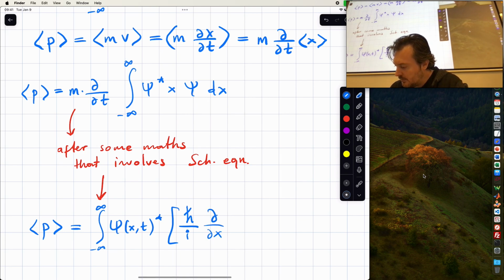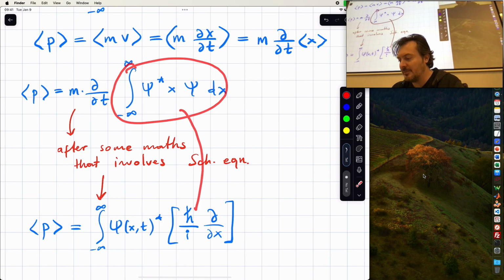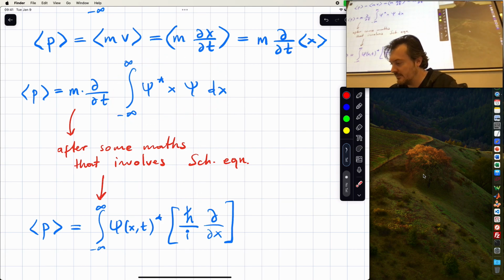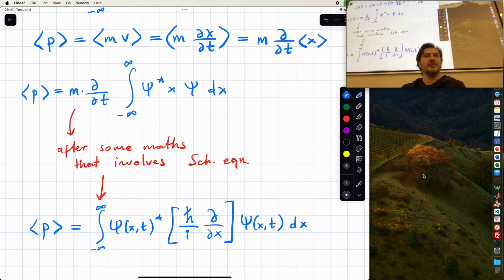You might say there is no h bar over here. How did h bar appear here? Yes, it comes from Schrödinger's equation. And also somehow mass is gone. Is it? Yes, also because of Schrödinger's equation. In Schrödinger's equation, there is also mass there, right? So somehow mass is cancelled, and what we are left with is this. Did you follow so far?